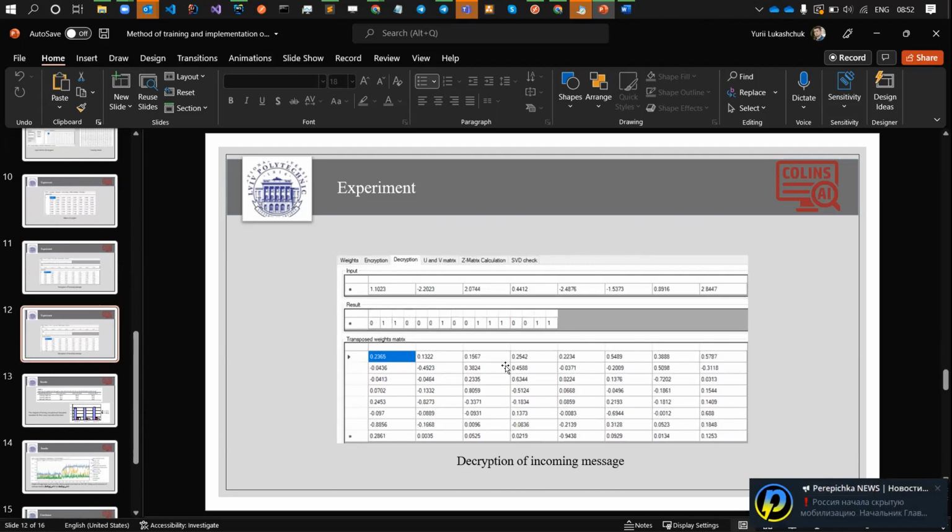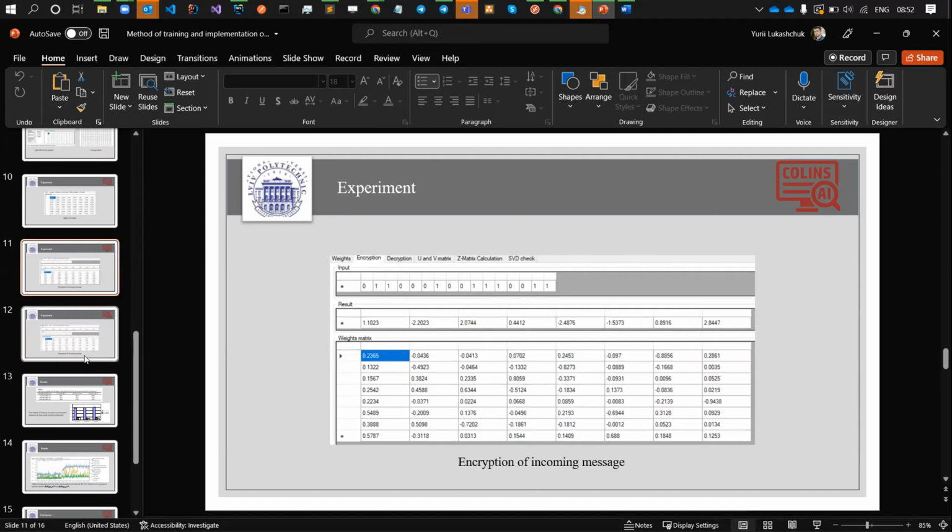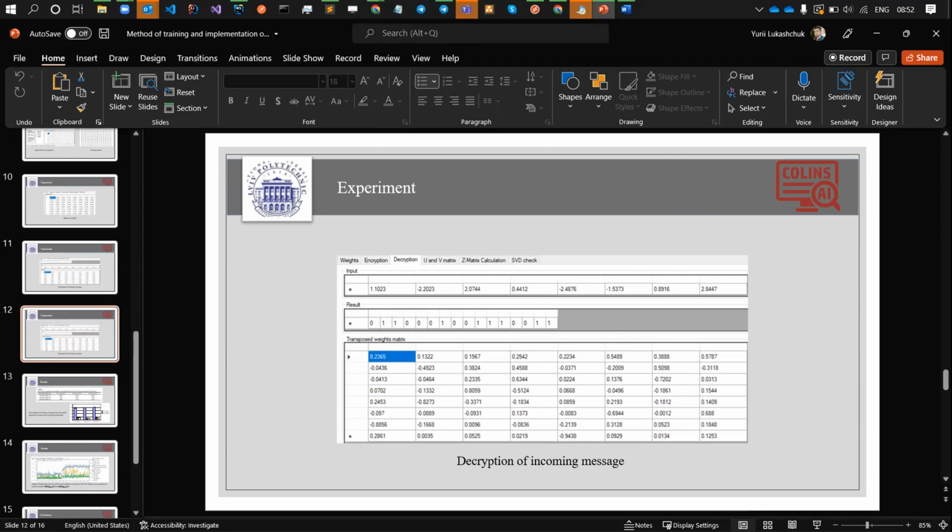On the next screen, it's decryption. As input, we use the values from the previous step. And as a result, we get the same message the user entered for encryption. This shows how our program works. And I will move to the section where we use these weights on a microcomputer.